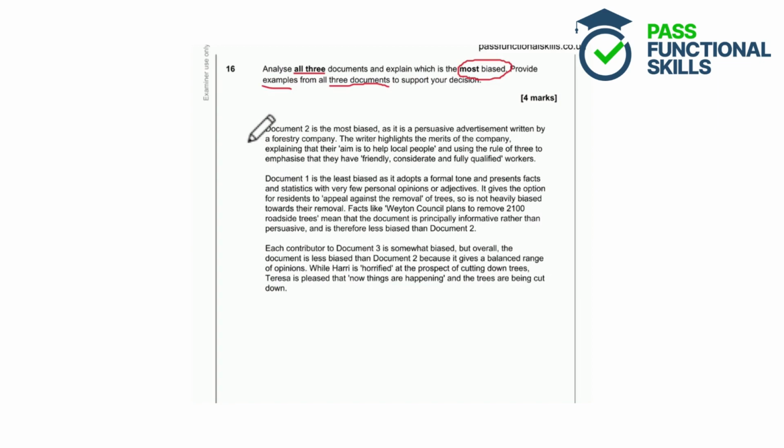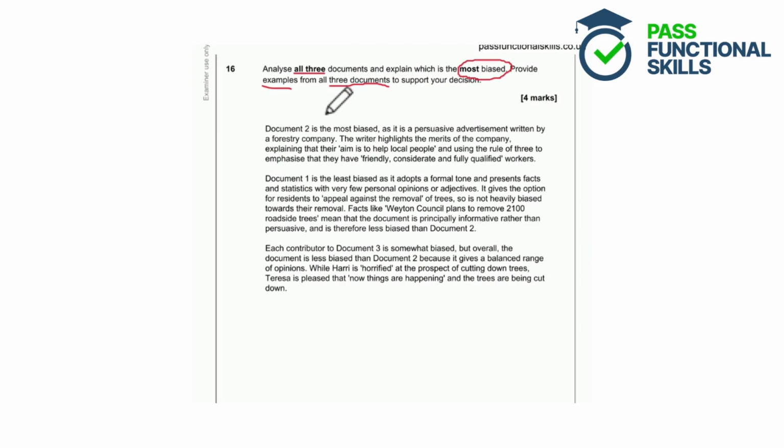So if we read what the student has written, so document 2 is the most biased as it is a persuasive advertisement written by a forestry company. The writer highlights the merits of the company, explaining that their aim is to help local people, and using the rule of 3 to emphasise that they have a friendly, considerate and fully qualified workers.